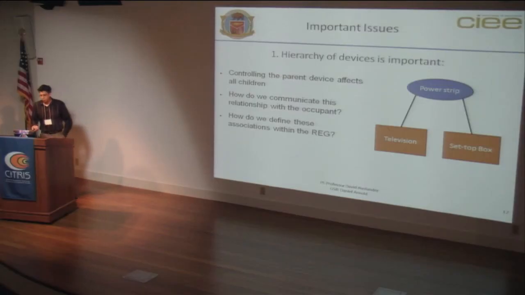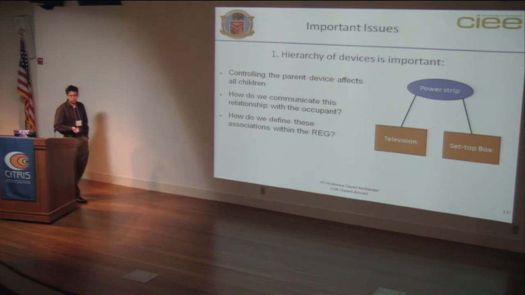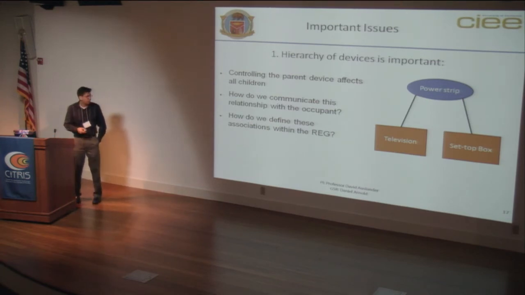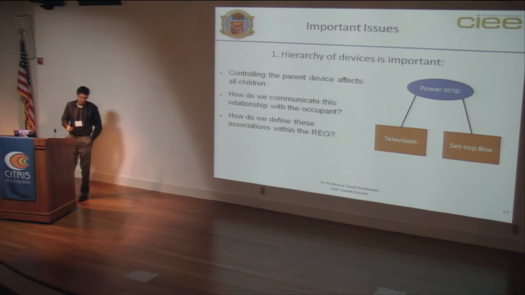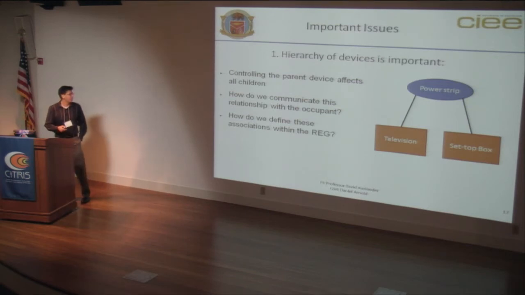So now we're going to identify some important issues we have to consider in order to meet these objectives and the objectives on the previous slide. The first important issue, which I just elaborated on, is that the hierarchy of devices is very important. In the example I just gave, you could have a power strip which is the parent of two smart appliances, maybe your TV and your set-top box. You might not want to turn off this power strip if you knew the effect was going to be that you couldn't watch TV for the duration of a demand response event.